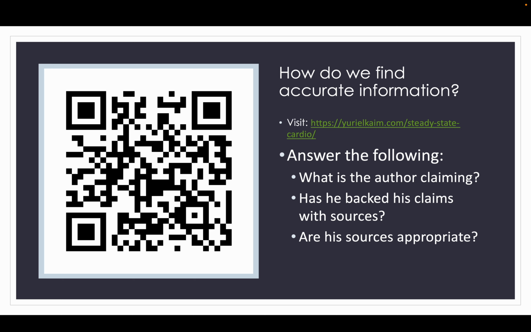Well, we need to be aware of what information there is. So if you want to take a minute and scan this QR code, you can go to this article and read it, but I'll give you the short of it. Basically, the authors are claiming that cardio is bad for women, that cardio increases your stress levels, which increase your cortisol, which causes your body to store fat and gain weight. And it turns out it's not true.